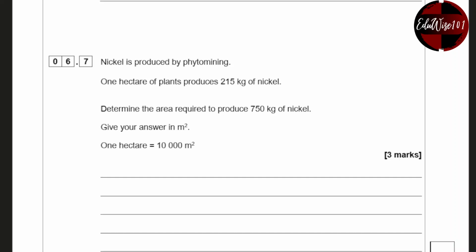6.7. Nickel is produced by phytomining. 1 hectare of plants produces 215 kilograms of nickel. Determine the area required to produce 750 kilograms of nickel. Give your answer in square meters. 1 hectare is 10,000 square meters. So 10,000 square meters is required to produce 215 kilograms.